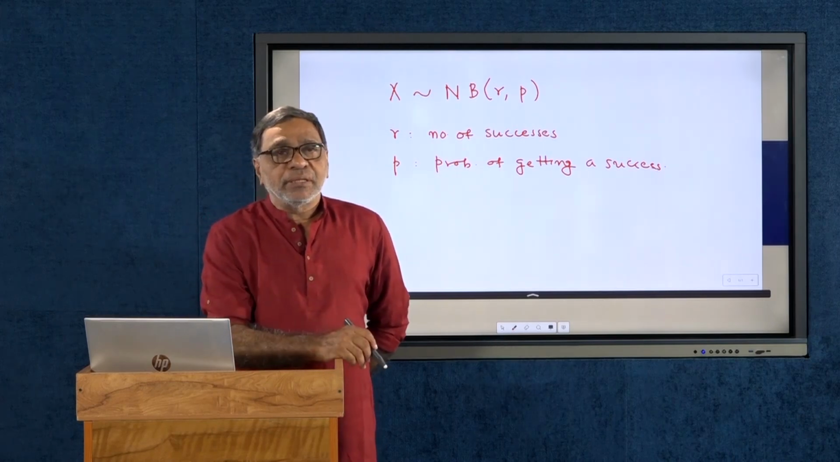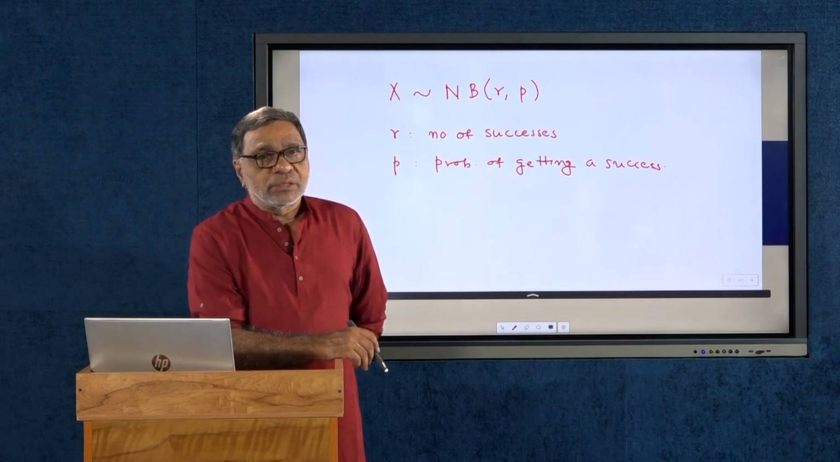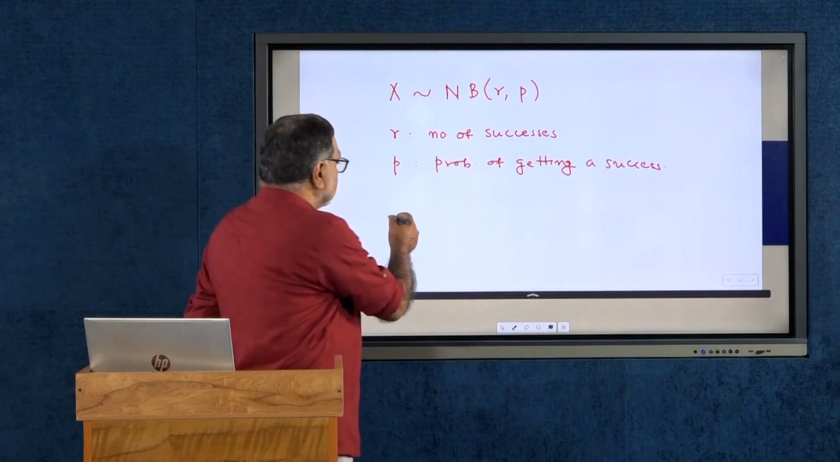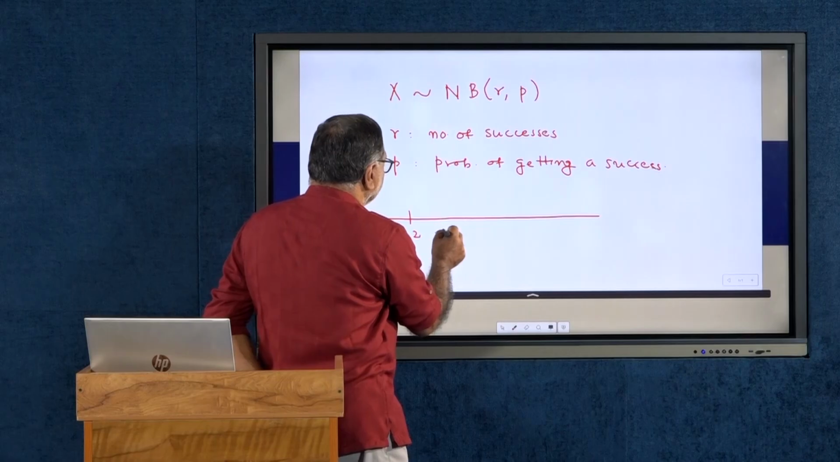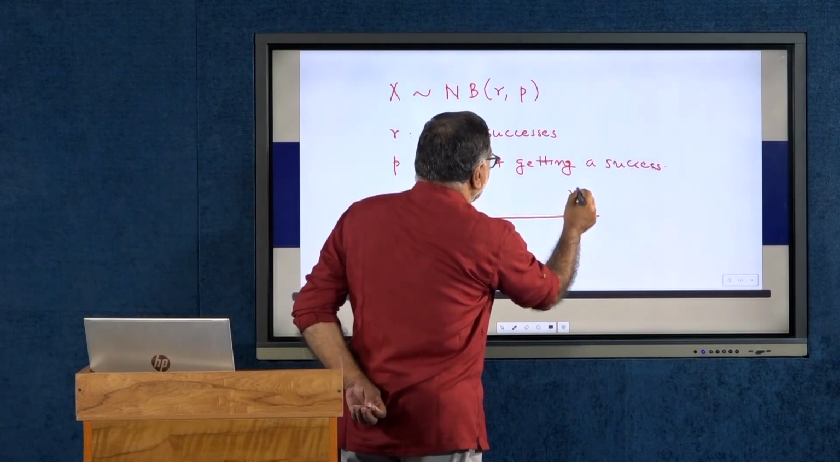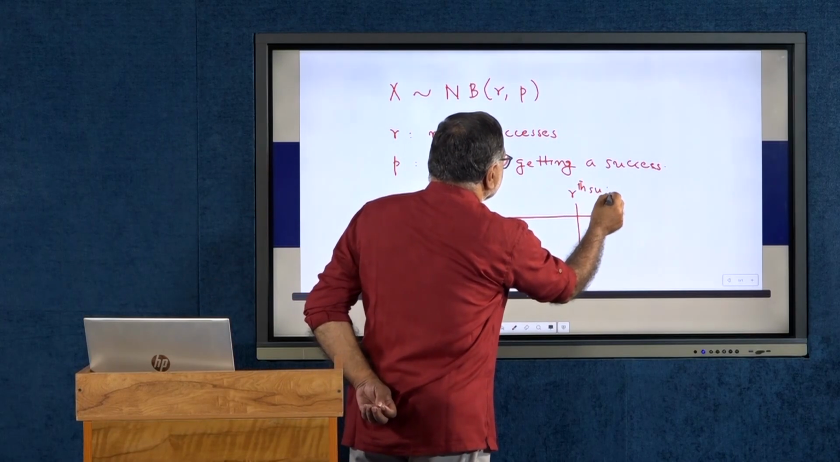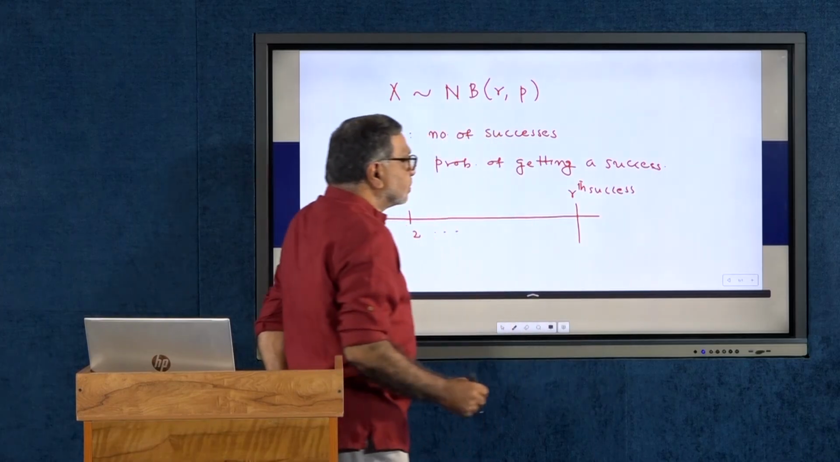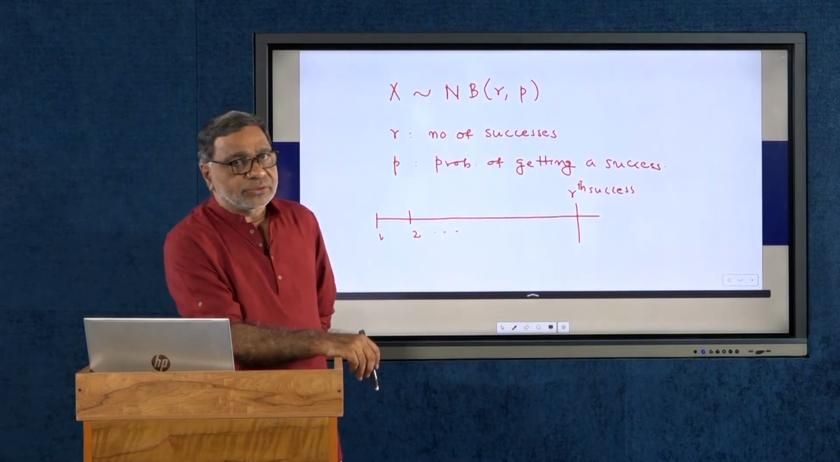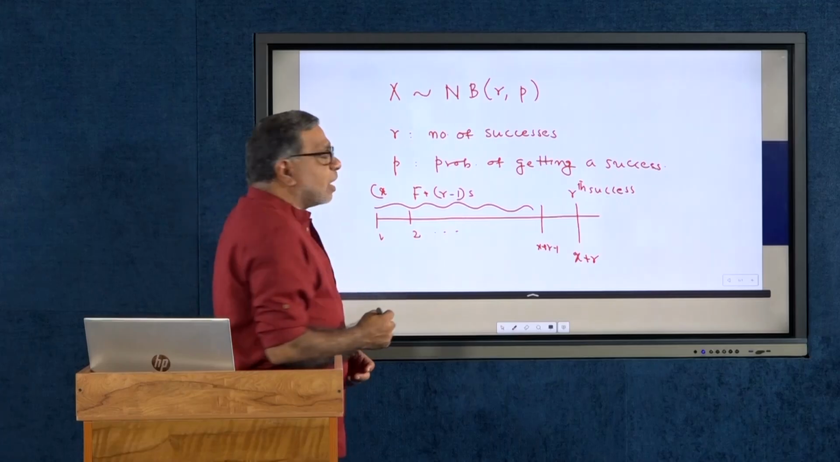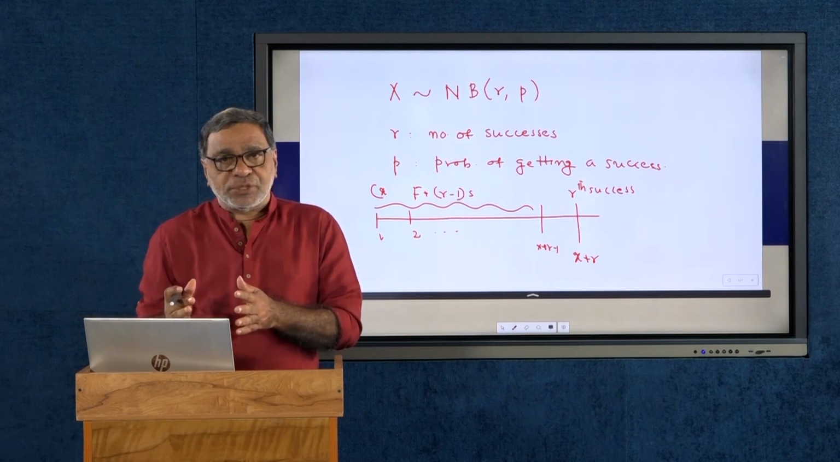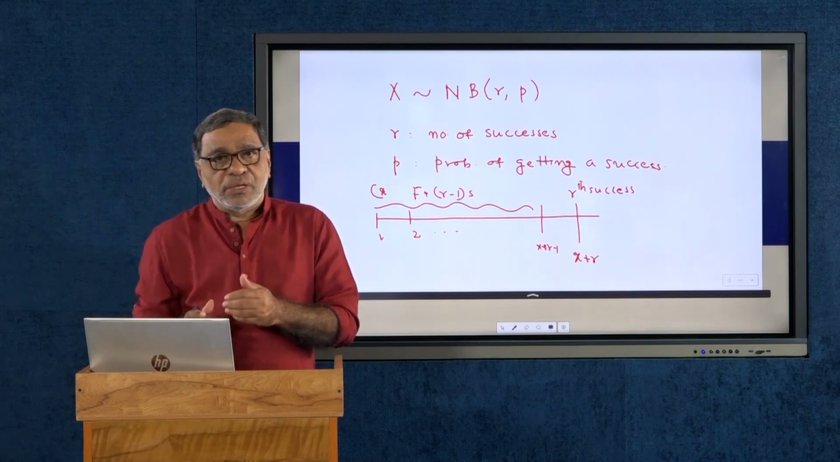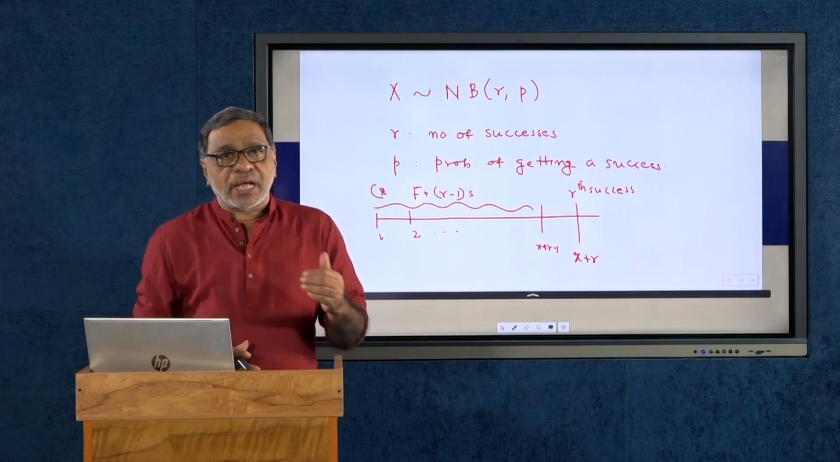We are performing a sequence of Bernoulli trials until we obtain R successes. We start from the first trial, second trial, etc., and where we get the rth success, we stop the Bernoulli trials. So before the x plus rth trial, we have R minus 1 successes and x failures.